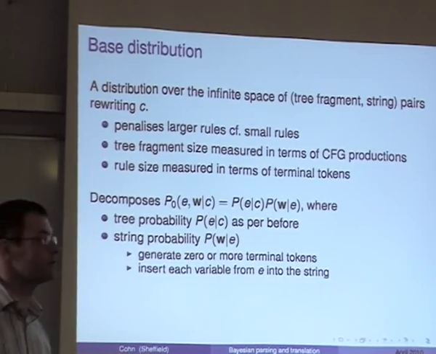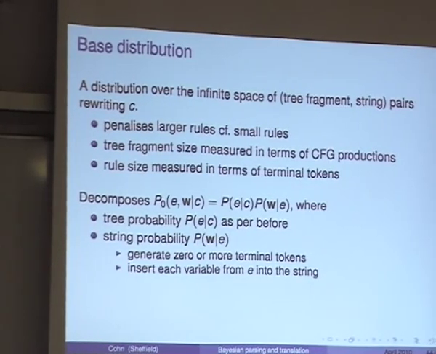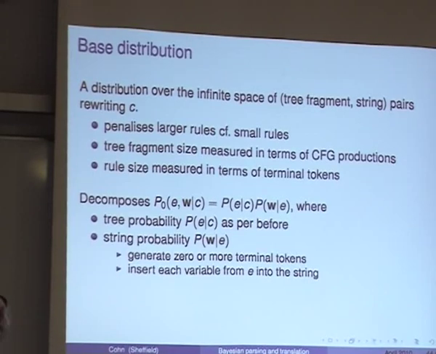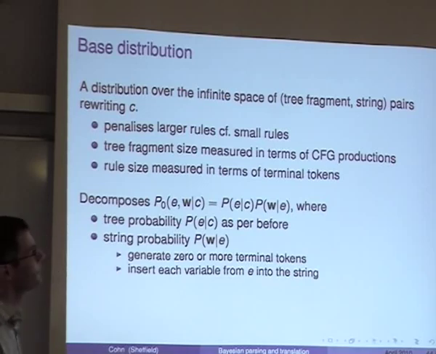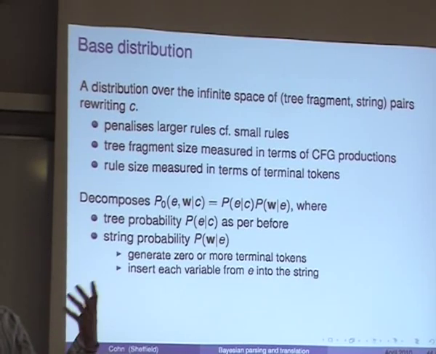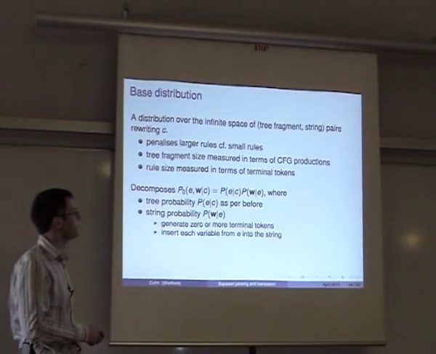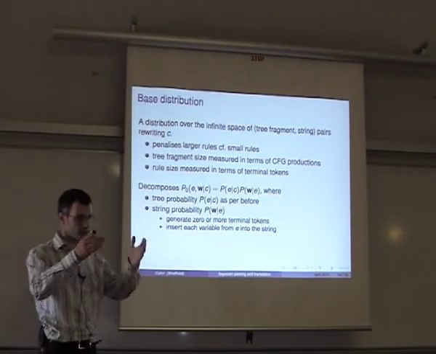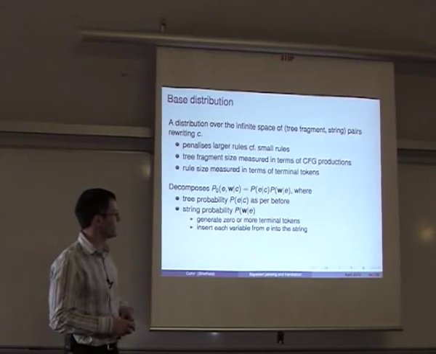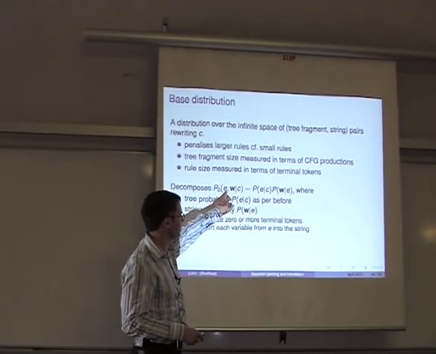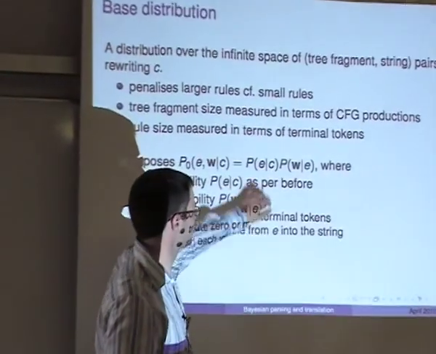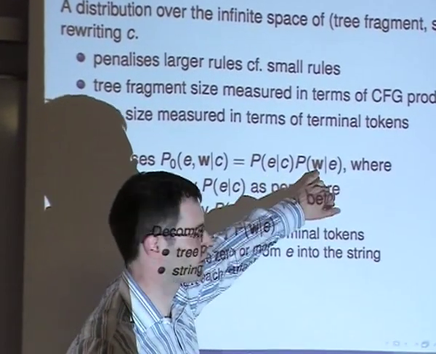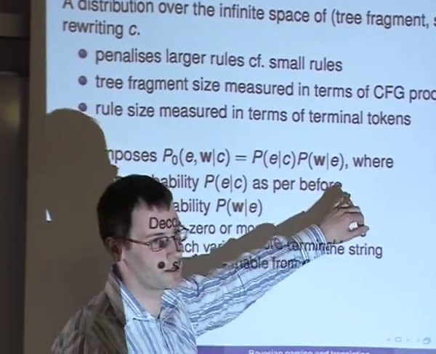Now the base distribution here, which I haven't specified, is now an infinite distribution over the space of tree fragments and string pairs. We still want to penalize larger rules compared to small rules. So we do this again using a recursive formulation, which penalizes rules based on the number of rewrites they have. And the way we do this is we decompose our P0 over the elementary tree and the word strings into two distributions, the probability of the elementary trees and the probability of the word string. And we assume that they're independent.